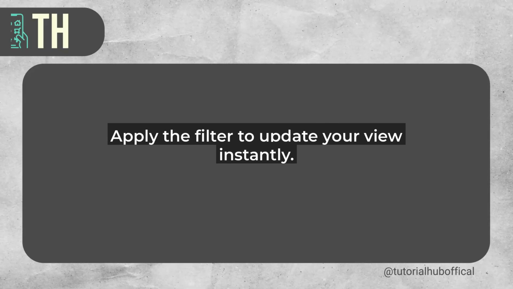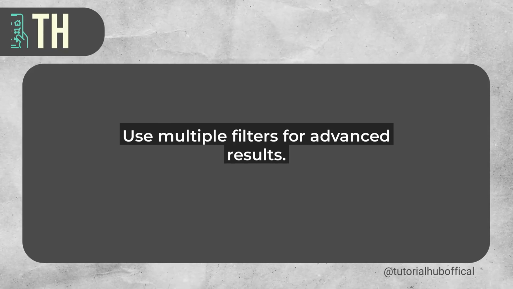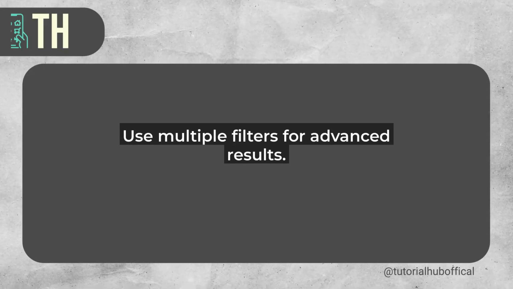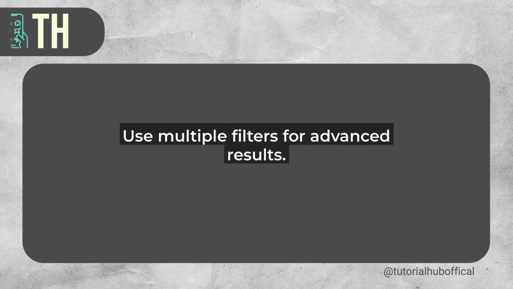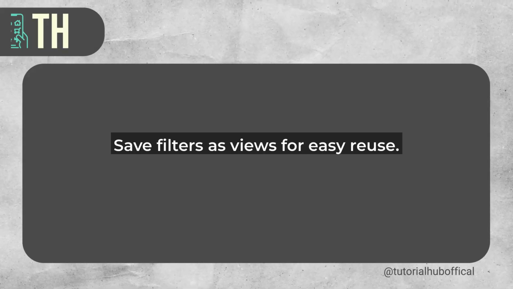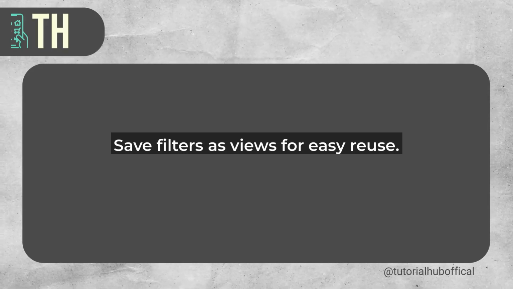Once you've set your filters, hit Apply, and watch your sheet transform. Only the rows that match your criteria will show up, helping you focus on key data. You can add multiple filters to combine conditions, like showing tasks that are in progress and assigned to a specific team member. Pro tip: save your filters as views so you can reuse them later or share with your team.